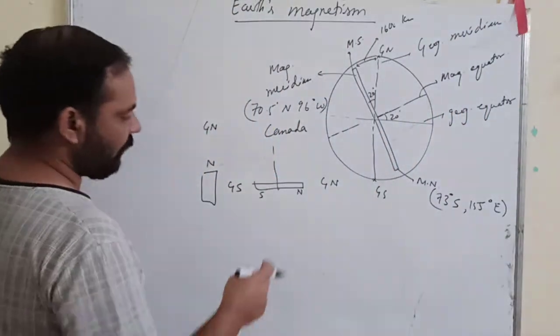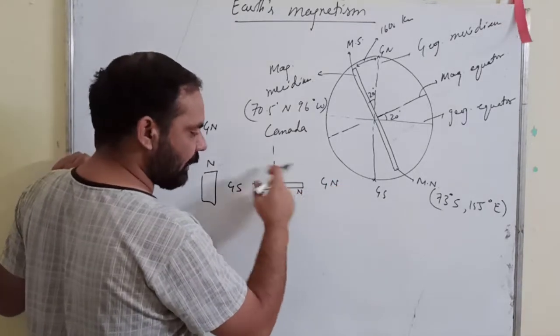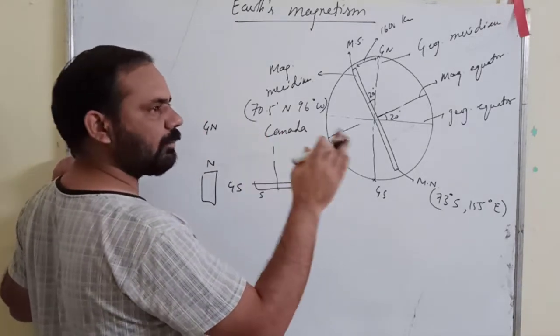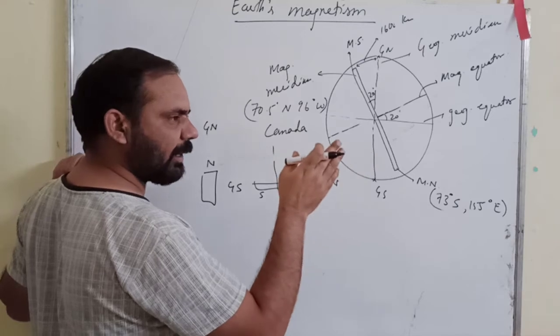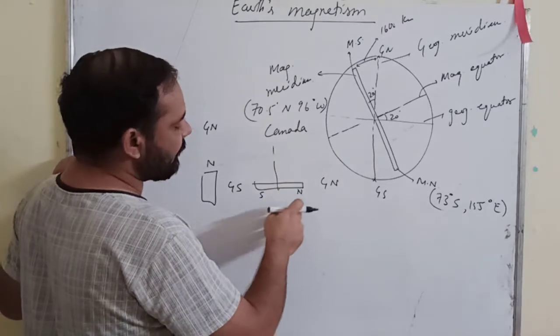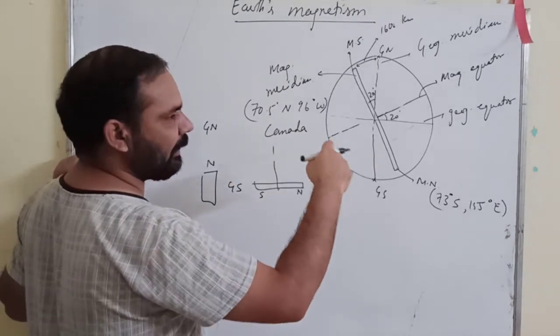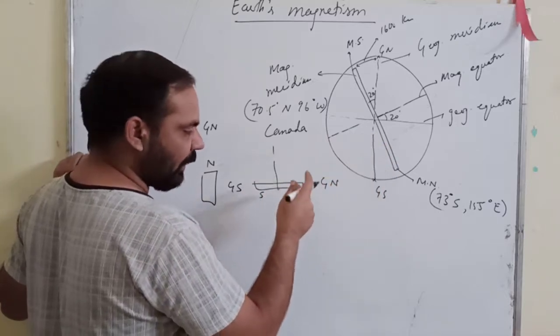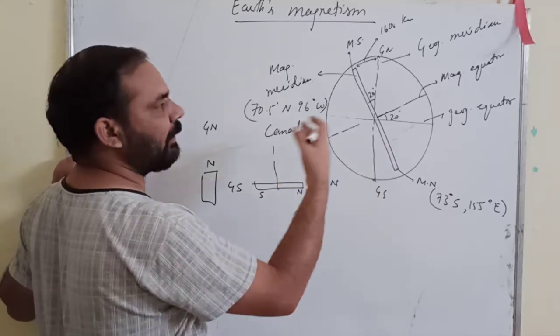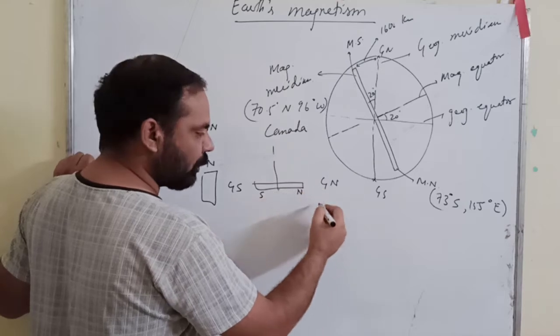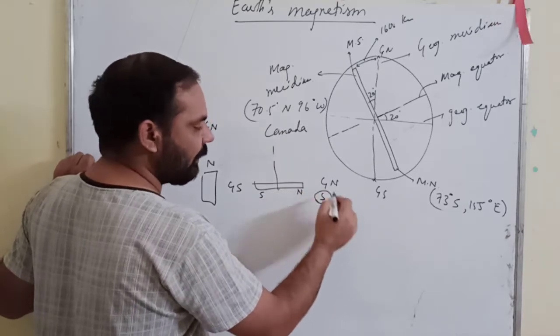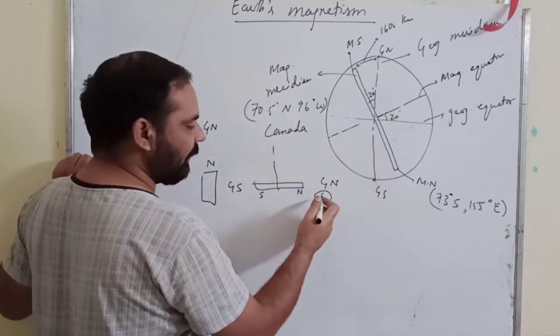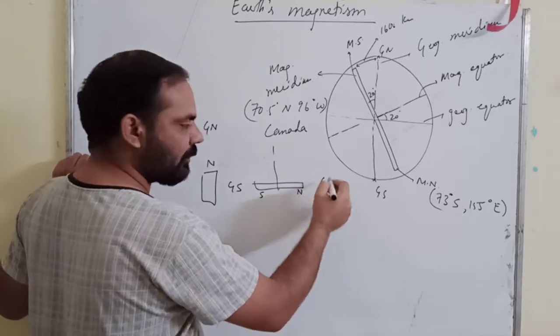Now, as we know that the magnet is always aligned in a particular fixed direction, it means that there should be some magnetic field which is attracting the poles. And that magnetic field should be in such a way that the south pole of that magnetic field should be here near the geographical north.